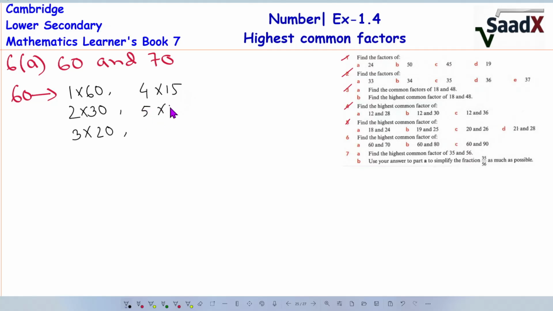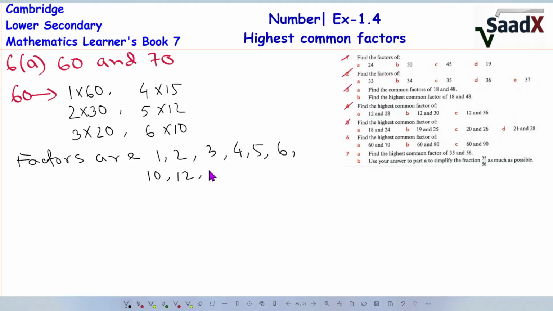5 times 12, 6 times 10, 7, 8 not possible, 10 already wrote. So here factors are 1, 2, 3, 4, 5, 6, 10, 12, 15, 20, 30 and 60, right?